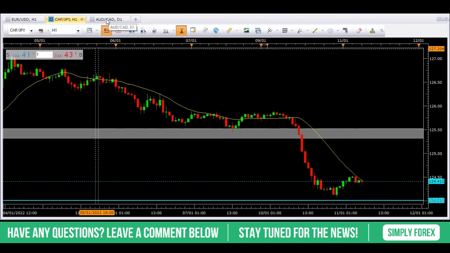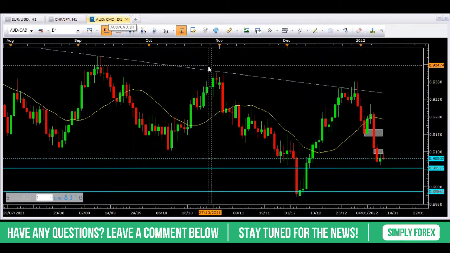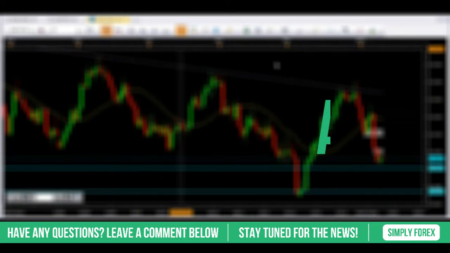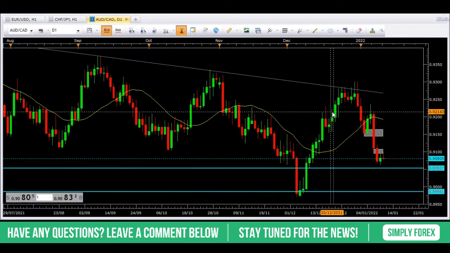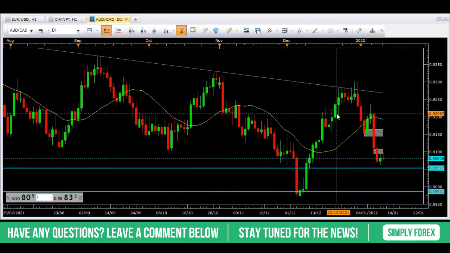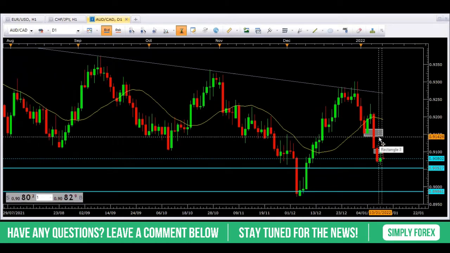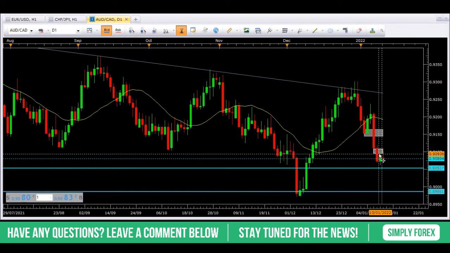The last trade idea for today, guys, is this. This is the Aussie dollar against the Canadian dollar. We've also been shorting this from yesterday as well. So as you can see, 2 days ago we had a bearish candle, and then yesterday we had price come up into our grey zone and reject it.